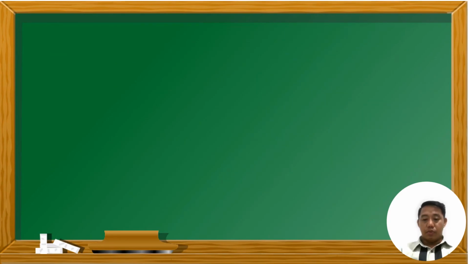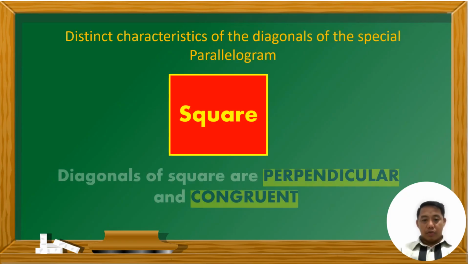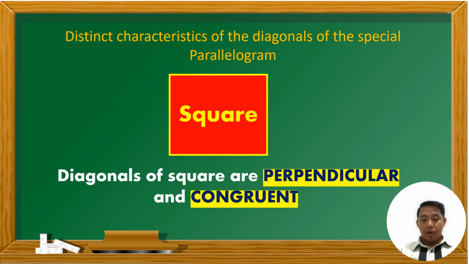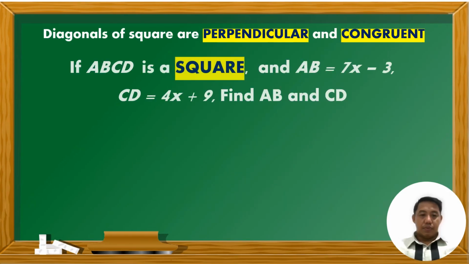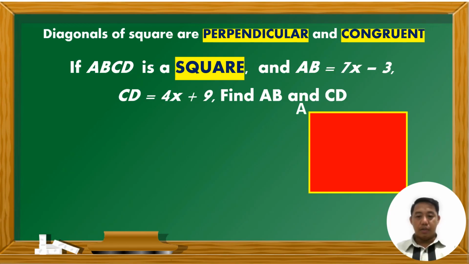So, we will now proceed to square. Square is: diagonals of square are perpendicular and congruent. So, nag-form siya ng 90 degrees sa middle and then they are congruent. So, combine na yung rhombus and rectangle. Okay? So, if ABCD is a square and AB is equal to 7x minus 3, CD is equal to 4x plus 9, find AB and CD.